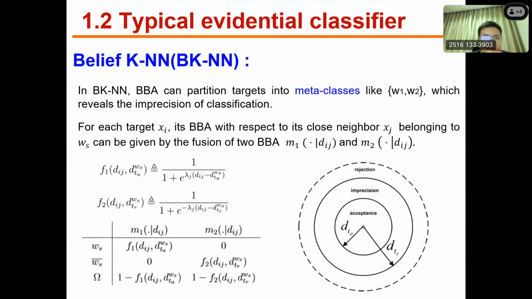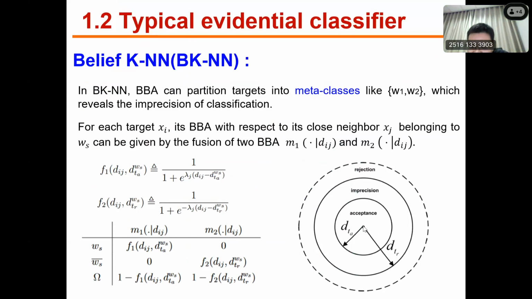So some other versions of the evidential k-nearest neighbors were developed. For example, this one, we allow classifying an object into the meta class, like the sets of the class. For example, for each object or target x, we propose another method to construct the BBA. The basic principle is like that.